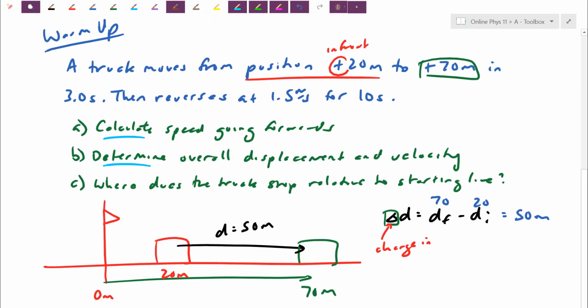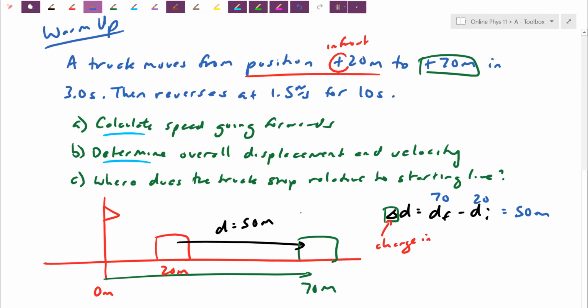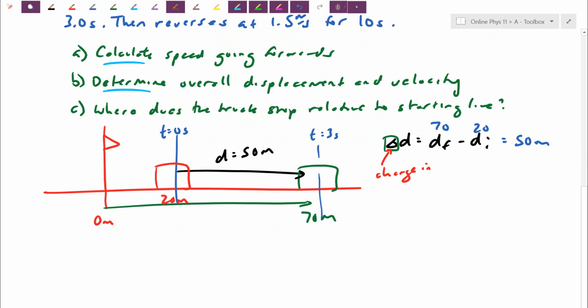So it does that. It only takes the truck here 3 seconds of time, right? So I start my clock. This is t equals 0. At t equals 3 seconds, it's already made it to the 70. So that's actually going to help me find the speed. And then we're going to deal with the reverse in the next question.